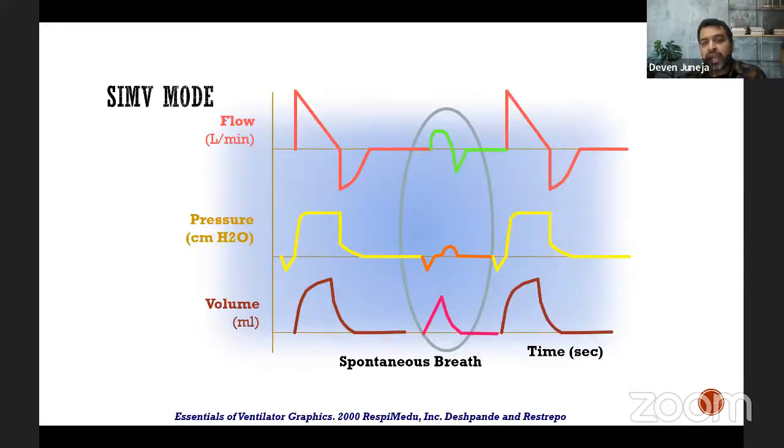Here you can see these are the breaths generated by the ventilator, and in between there is a window. If the patient is conscious, then the patient can generate his or her own breaths, and the ventilator will allow the patient to take a breath on his own. These patient generated breaths can be further supported by adding some pressure support, and that will also help in reducing the work of breathing, because sometimes during this window, the patient, rather than taking one breath, can take multiple breaths, and there is a tendency for the patient to get tired out in spite of being on invasive mechanical ventilation.